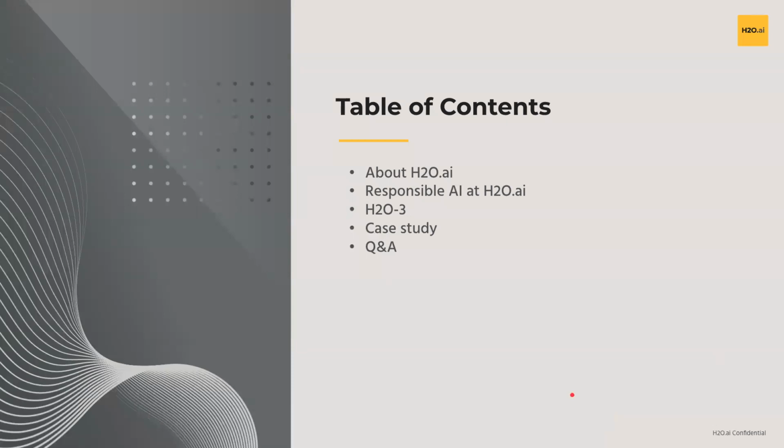So in today's webinar, we'll start by talking a bit about H2O. We'll then cover the responsible AI aspects. We'll then talk about H2O-3, which is an open source library, in fact, an open source distributed in-memory machine learning platform. We'll then use H2O-3 to train a machine learning model and then use the model explainability interface within H2O-3 to explain the predictions of the models.